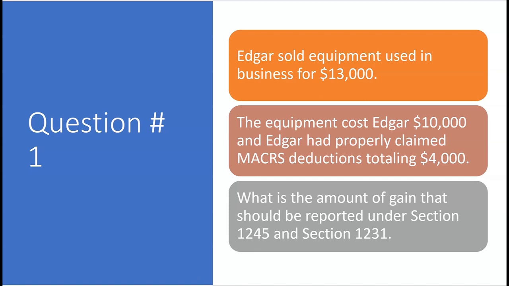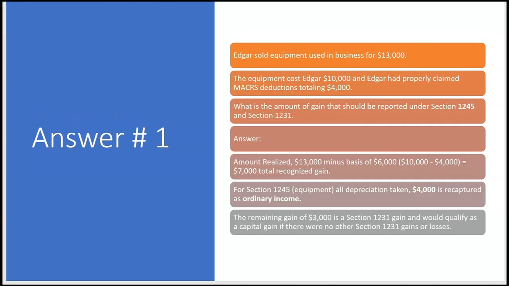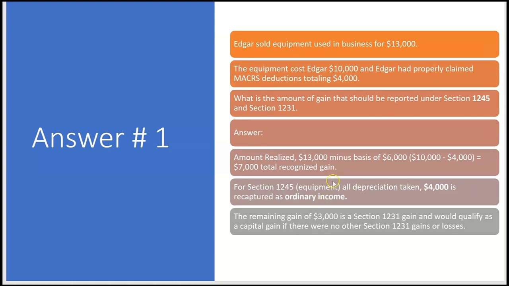So how much gain should be reported under Section 1245 and how much should be reported under Section 1231? Before we break out the gain between the two parts, Section 1245 and Section 1231, we need to calculate the total gain. We know the selling price, the proceeds, was $13,000. So that's what was realized from the sale. Then we'll subtract the basis.